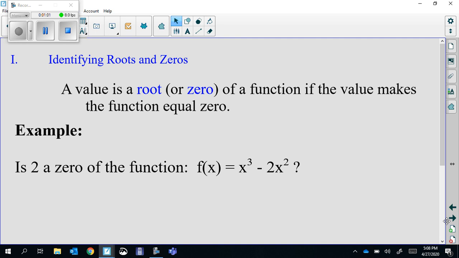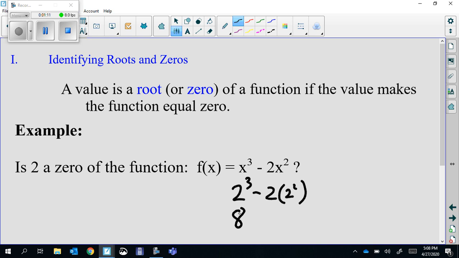So is 2 a zero? That means it makes the function equal 0. So if you plug in 2 to the third minus 2 times 2 squared, that's 8 minus 2 times 4. That's 8 minus 8, which is 0. So yes, it is a zero because we plugged it in and we got 0. So 2 is a zero, or you can say 2 is a root.